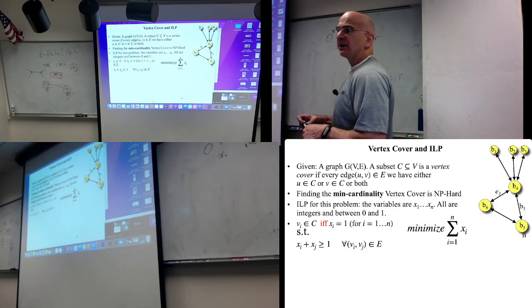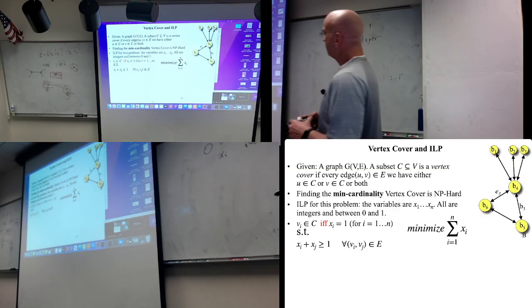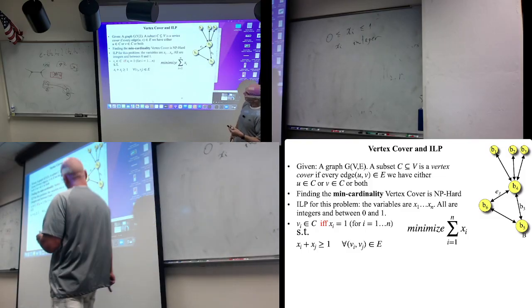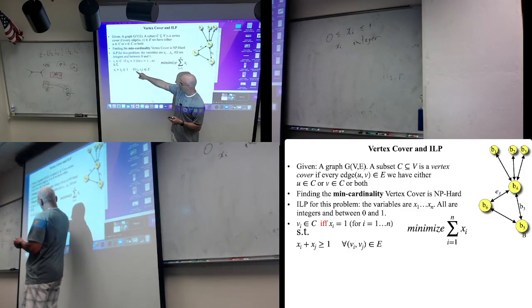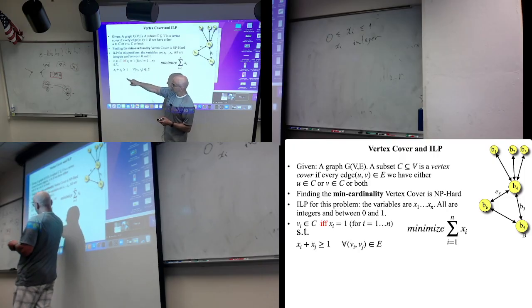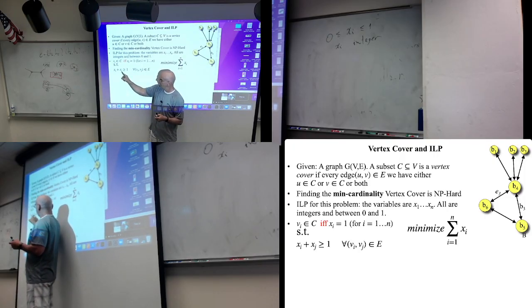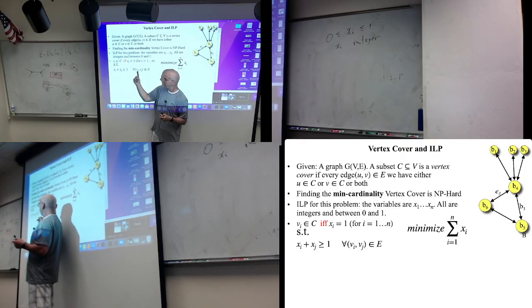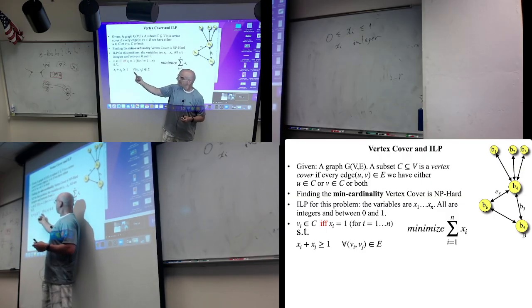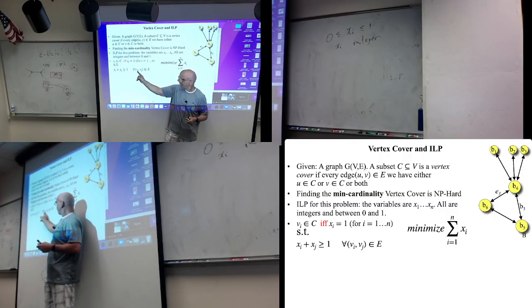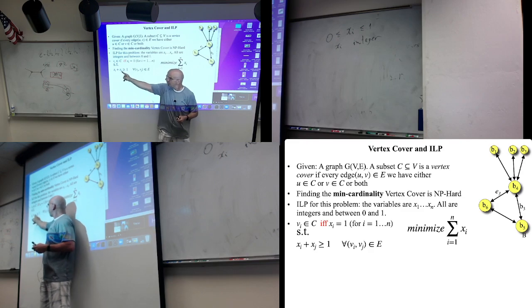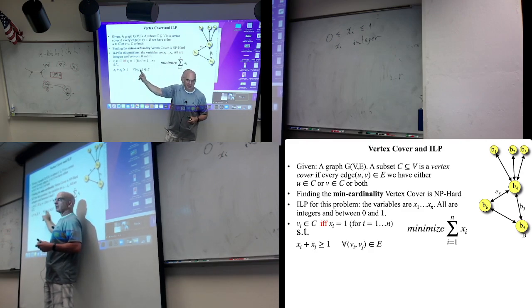And these constraints will be different depending on my graph. But what am I going to do? I'm going to pick each edge, vi, vj, and write xi plus xj, the variable of vertex i plus the variable of vertex j. They should be larger or equal than 1. They can be larger than 1, they cannot be smaller than 1. And I'll do it for each one of the edges.